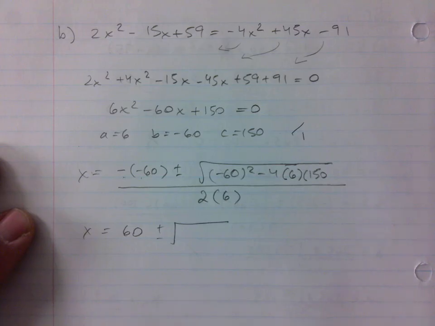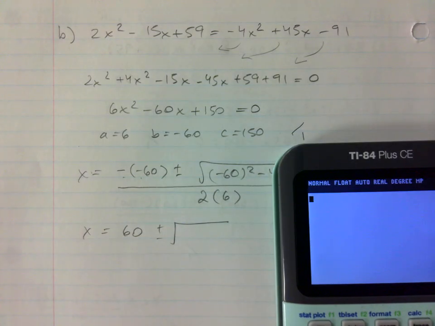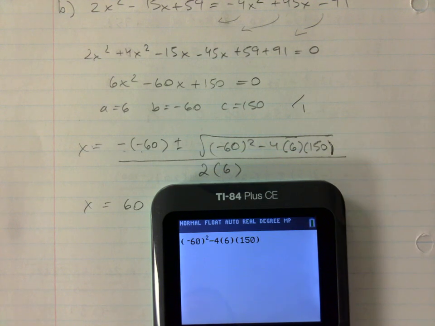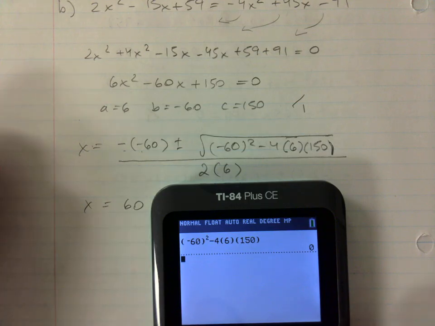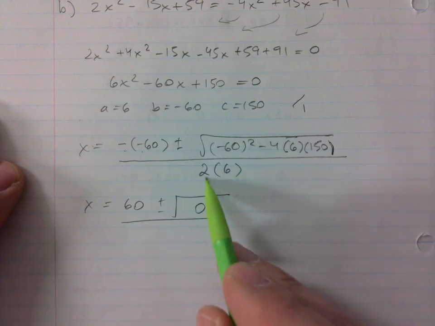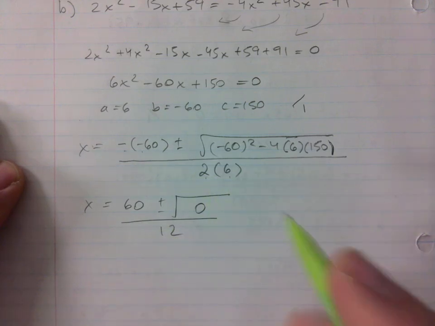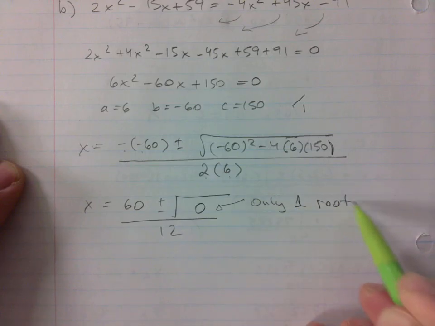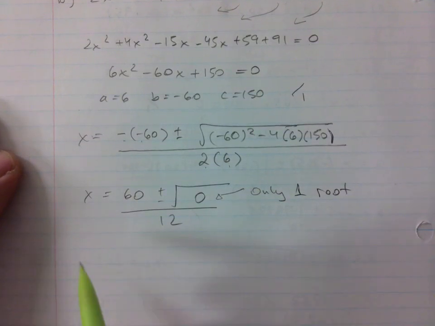Let's figure out what that is. So negative 60 squared minus 4 times 6 times 150. Let me close that bracket here. There we go. Oh, it's 0. It's not negative. I thought it was going to be a negative. So that's 0 over 2 times 6, which is 12. So this means only one root. Okay, only one root. So x is equal.